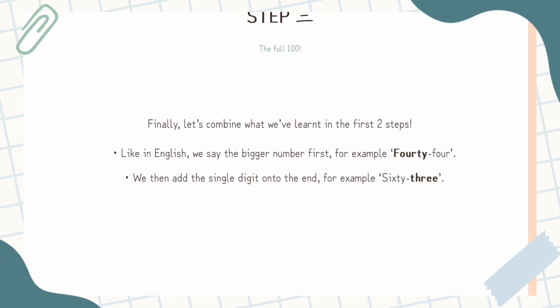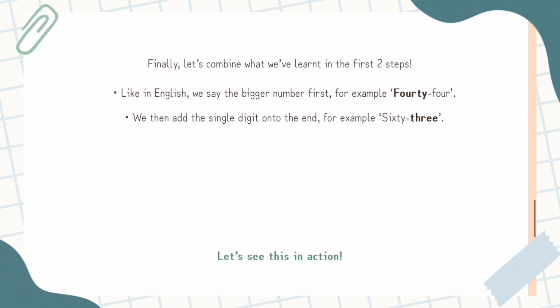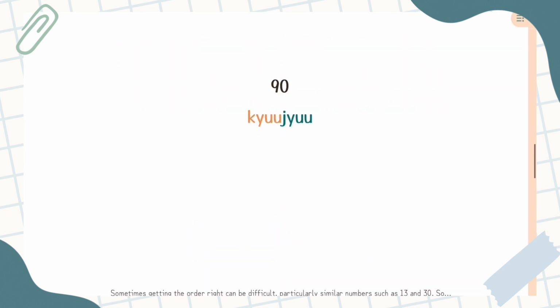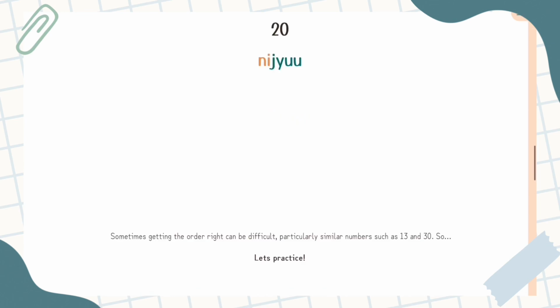So like in English, we say the bigger number first, for example, 44. We then add the single digit onto the end, for example, 63. So you're kind of just looking at this part here and then adding the single digit after it.